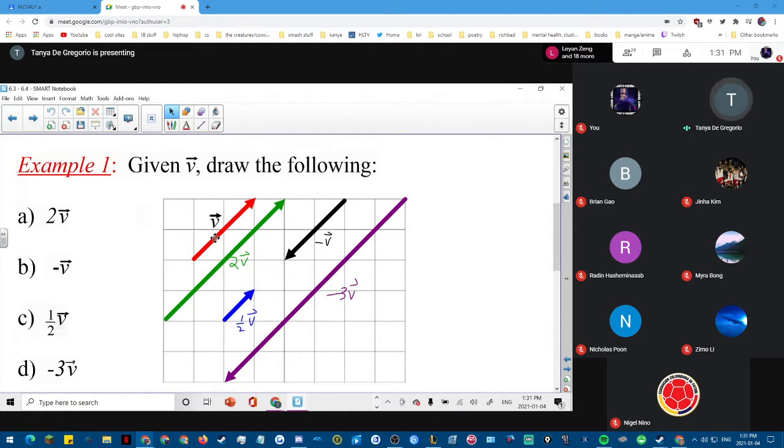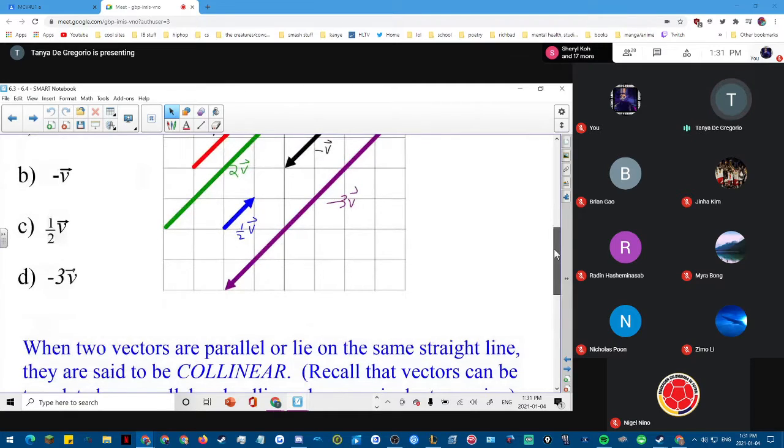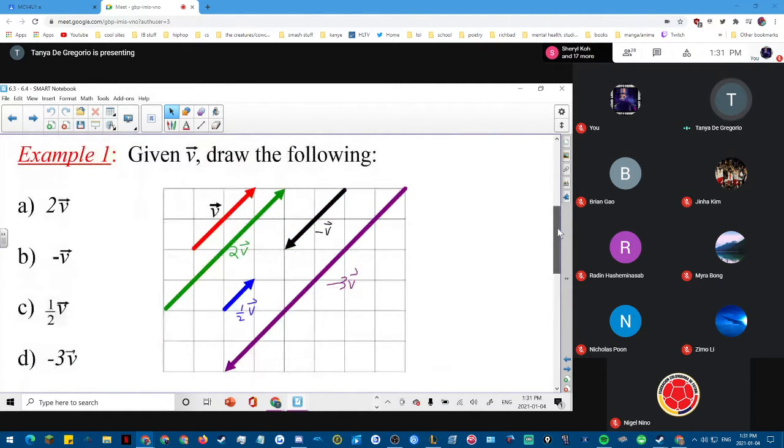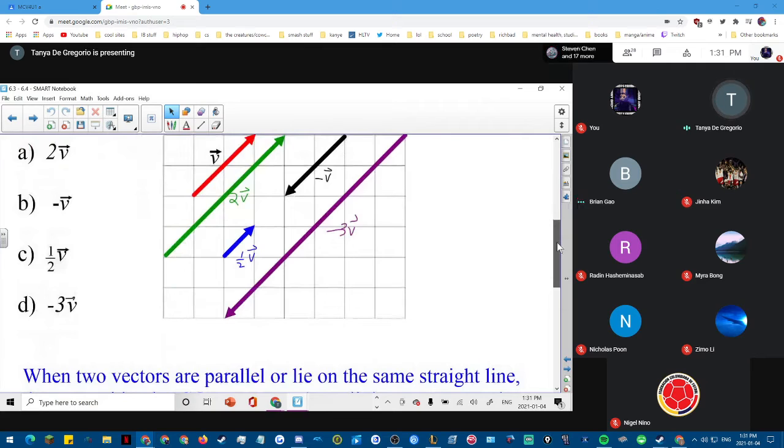Okay. 1/2 of v, well, now it has to be half, right? So that's why it's only going through 1 box instead of 2. Do you guys see that, the diagonal there? And so that's a half times vector v. And then negative 3v, well, now I got to take that vector, the red vector, and multiply it by 3. So now I'm going through 6 boxes, and it's in the opposite direction. All of these are parallel. Very important. You're not changing the rise and the run, okay? So you're not changing the slope of these vectors.